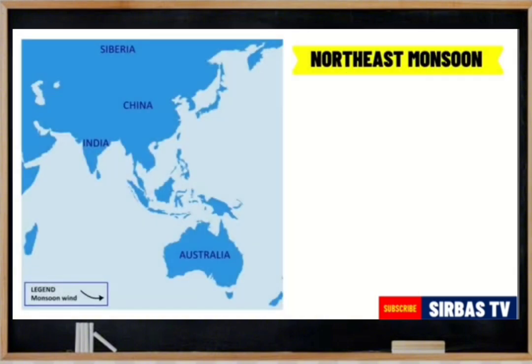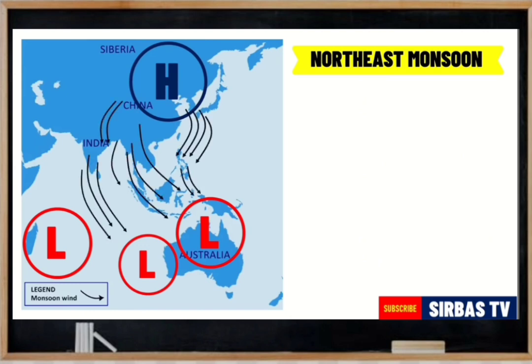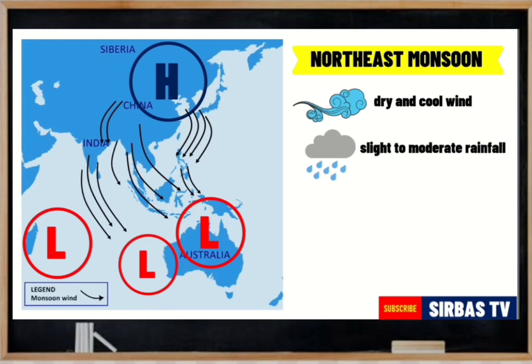During the northeast monsoon, the high pressure is located in China and Siberia, and the low pressure area is located in the South Indian Ocean or the Australian continent. The wind will come from the northeast, hence it is called the northeast monsoon. The wind that this monsoon brings is dry and cool. The associated rainfall of this monsoon is slight to moderate rainfall. It happens from November to April.